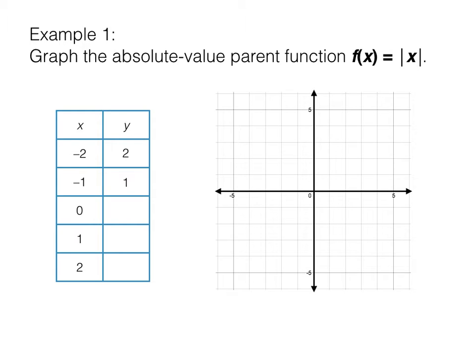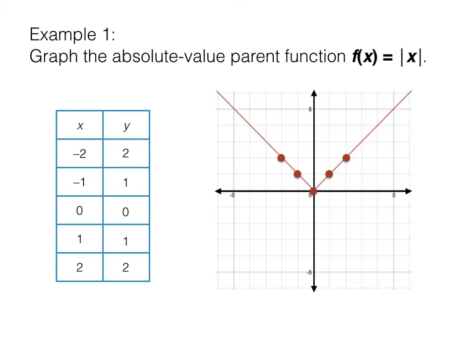The value of the function at x equals 0 is 0. The value of the function at x equals 1 is the absolute value of 1, or 1. And f of 2 equals 2. Now we're going to graph these points. We'll notice that we can connect them with 2 straight lines, or rays actually. And the vertex is the minimum point. It's that place where the graph appears to change direction, and it has coordinates 0, 0.